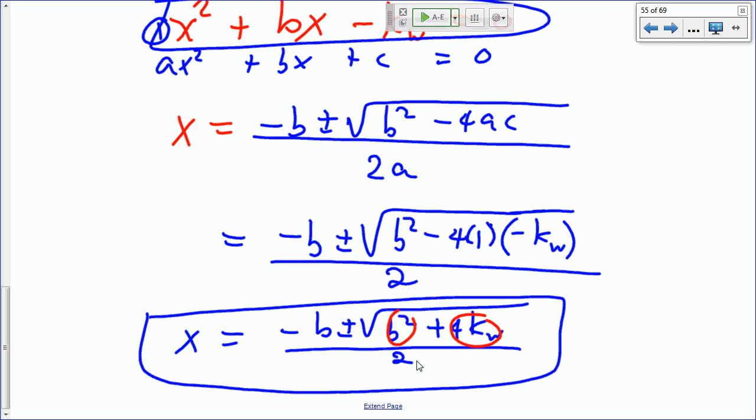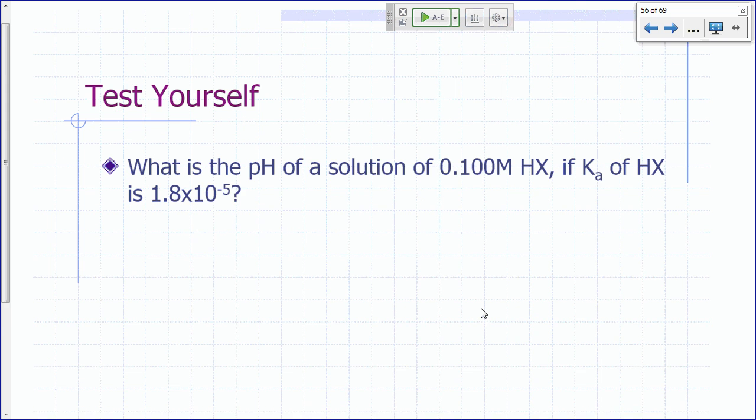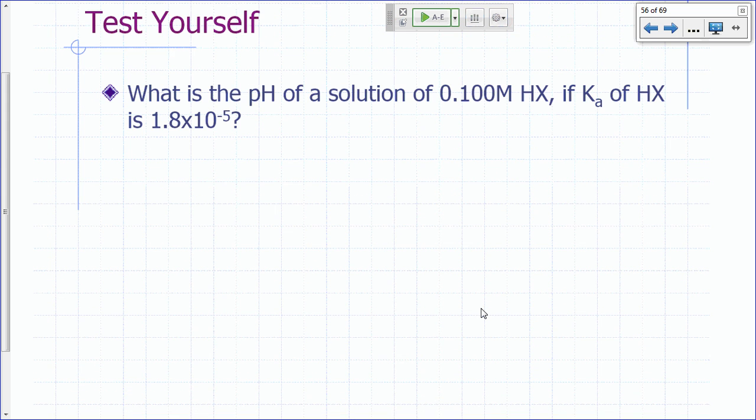So the idea here is you can solve for X. Now, you'll notice you have two possible values for X because this is plus or minus, right? So if you get a positive value for X, that would be the reasonable answer. If you get a negative value for X, that's unreasonable. Okay, so you only take the positive root in this particular case. All right. How about this problem right here?